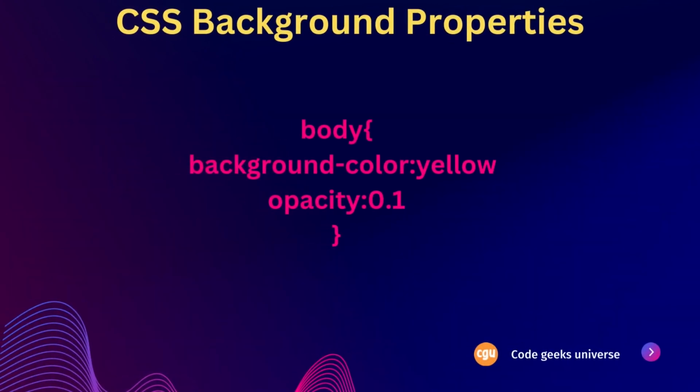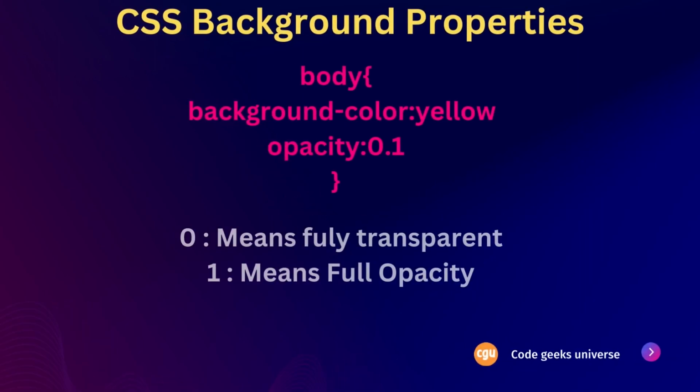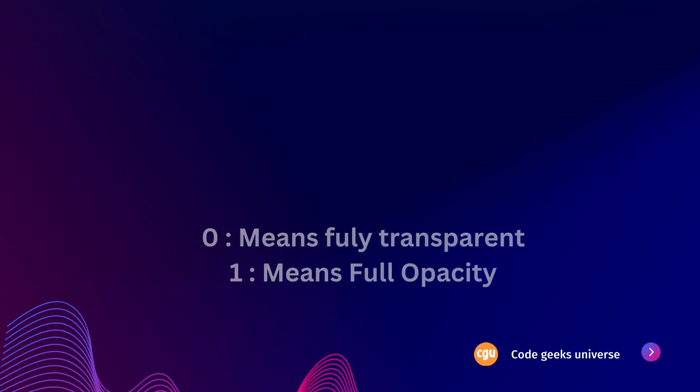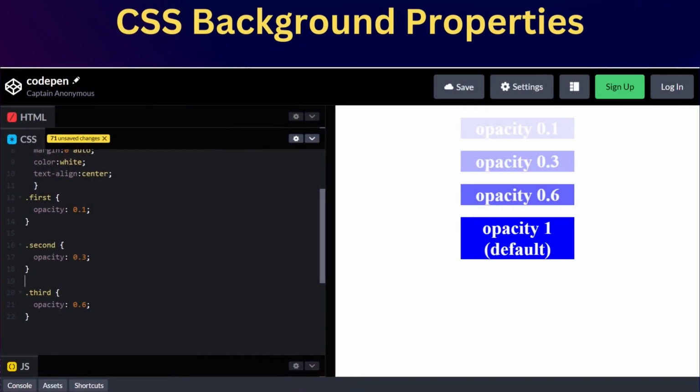Now after changing the background, we can also use the opacity property, which is used to control the transparency of an element. It accepts a value between 0 and 1, where 0 represents complete transparency and 1 represents full opacity. By adjusting the value, you can make an element more or less transparent, allowing for creative design effects. We can also control the opacity of colors using RGBA values that we learned in the previous video.